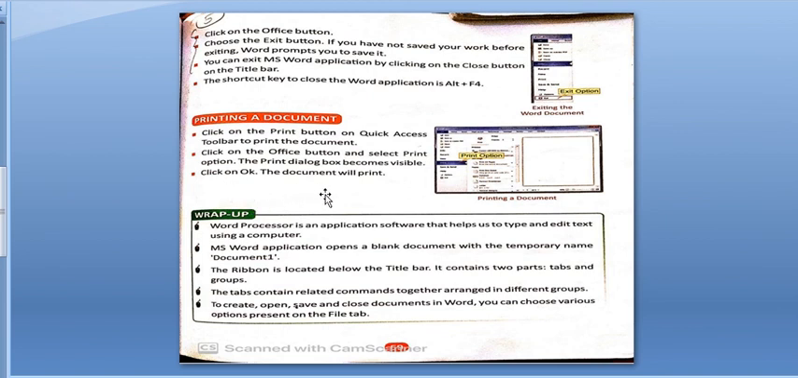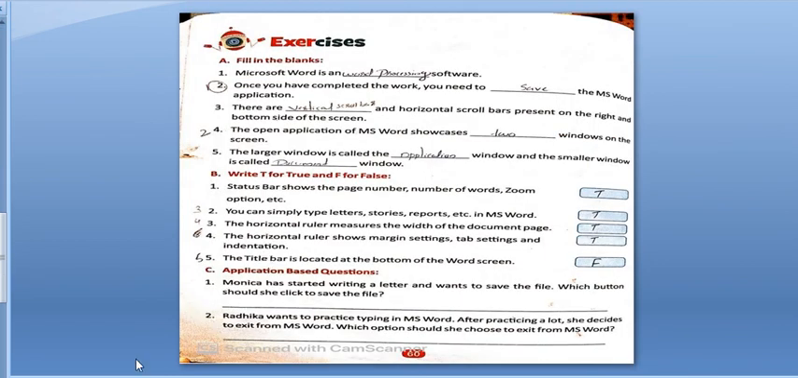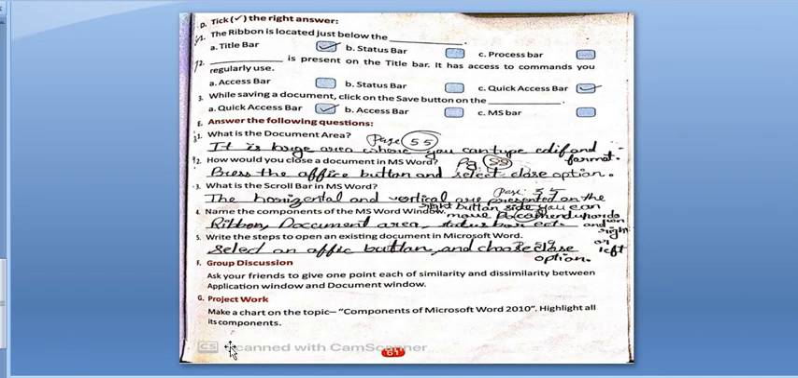Now printing a document. Click on the Print button on the Quick Access toolbar to print the document. Click on the Office button and select the Print option. The Print dialog box becomes visible. Click on OK. The document will print.